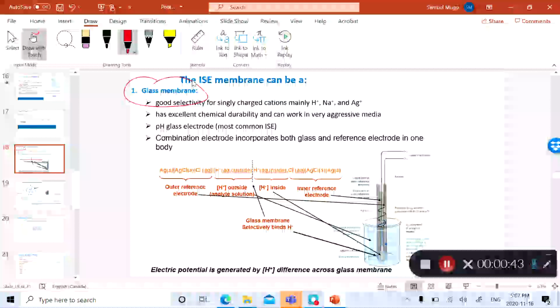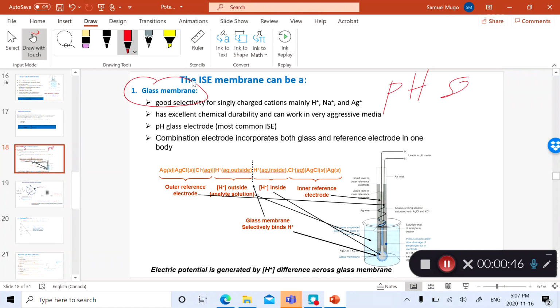The glass membrane is what you would call the pH sensor, the pH ion selective electrode. Glass has good selectivity, particularly to hydronium ion. Of course, that's why it's a pH sensor, but it's not 100% selective to hydronium ion. It also tends to respond a little bit to sodium ions and also things like silver ions, and so you would find the pH electrodes tend to interfere with sodium ions.